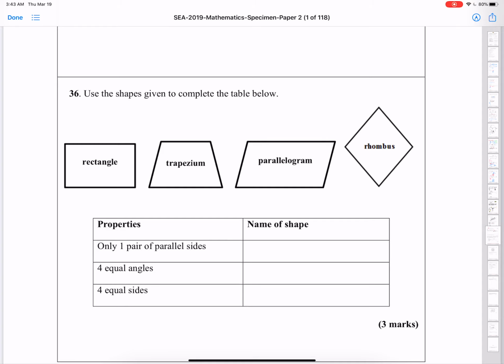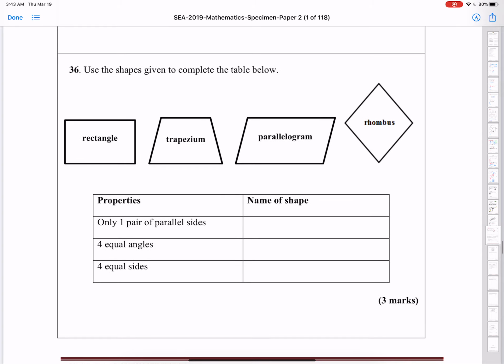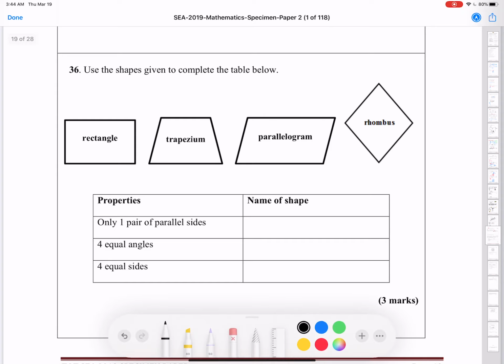Right. Use the shapes given to complete the table below. I'm not going to go into too much detail here. Only 1 pair of parallel sides. This trapezium here only has 1 pair of parallel lines. The top is parallel to the bottom, but the 2 sides are not parallel. In the rectangle, top is parallel to bottom, side is parallel to side. The parallelogram, top is parallel to bottom, side is parallel to side. And the rhombus, these 2 are parallel to these 2. So trapezium, definitely.